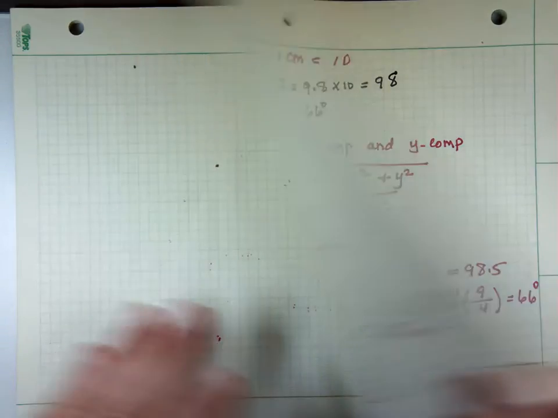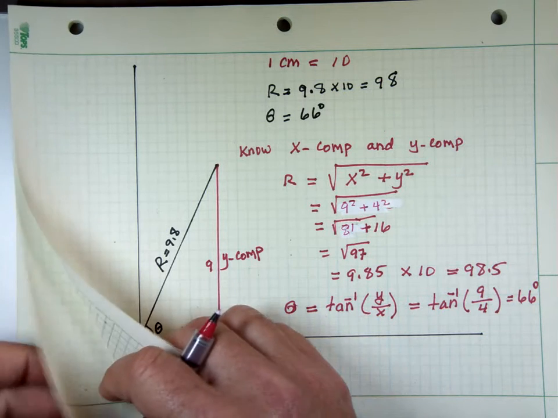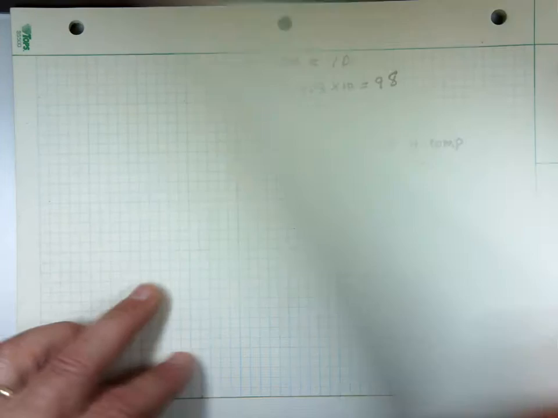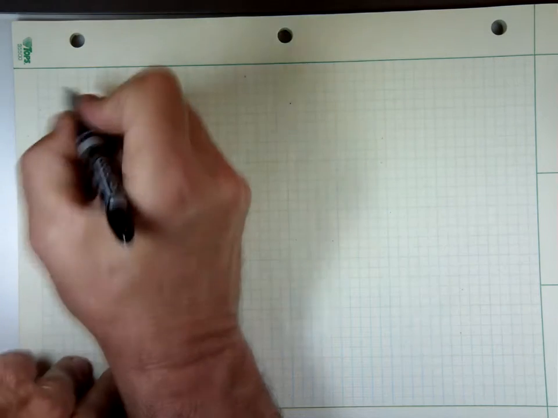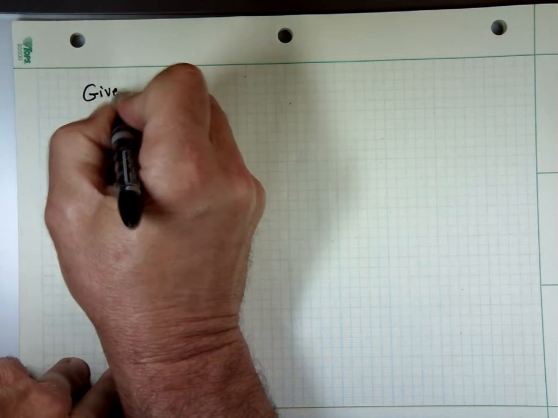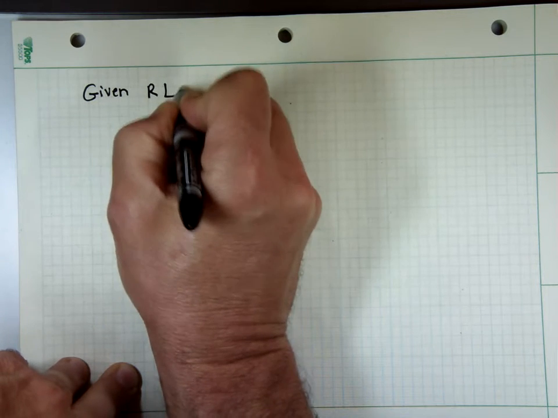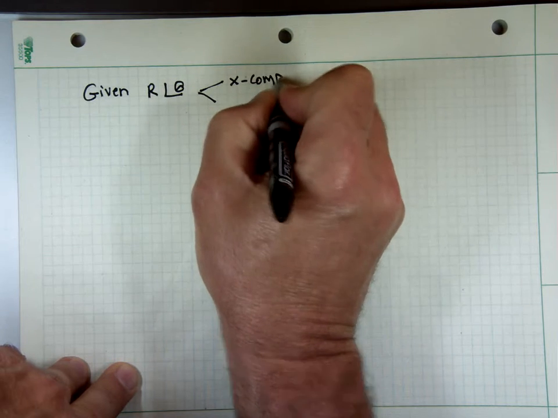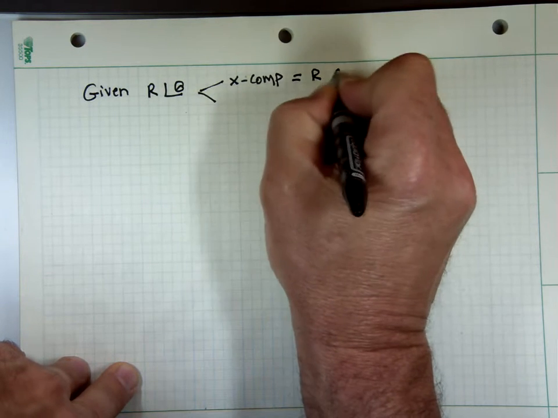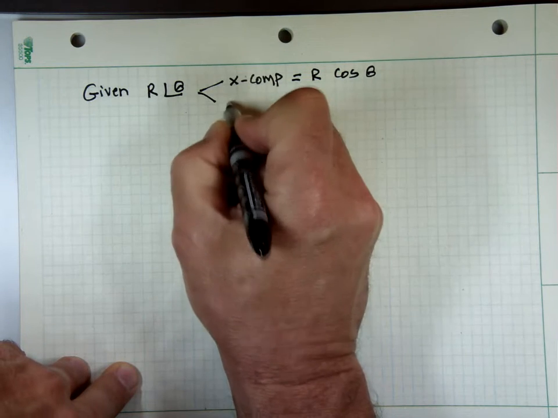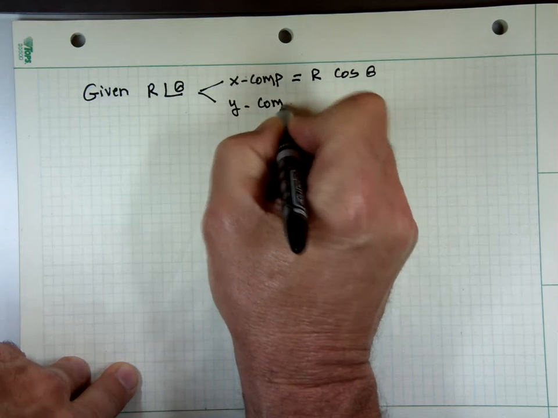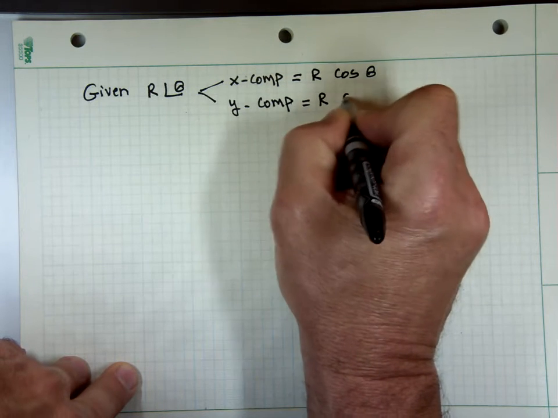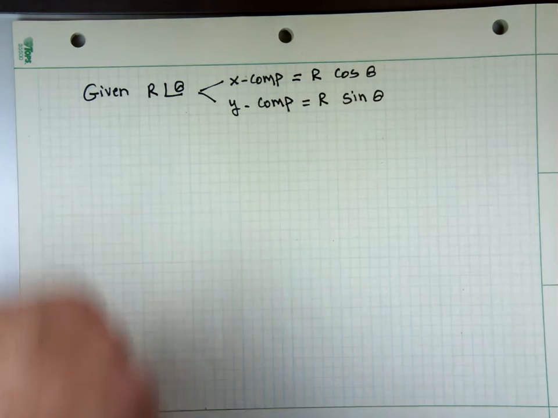So to make that a rule here, if you are given r and theta, then you can find the x component as r cosine theta, and the y component as r sine theta. That's how we do it, as long as theta is measured with respect to the x-axis.